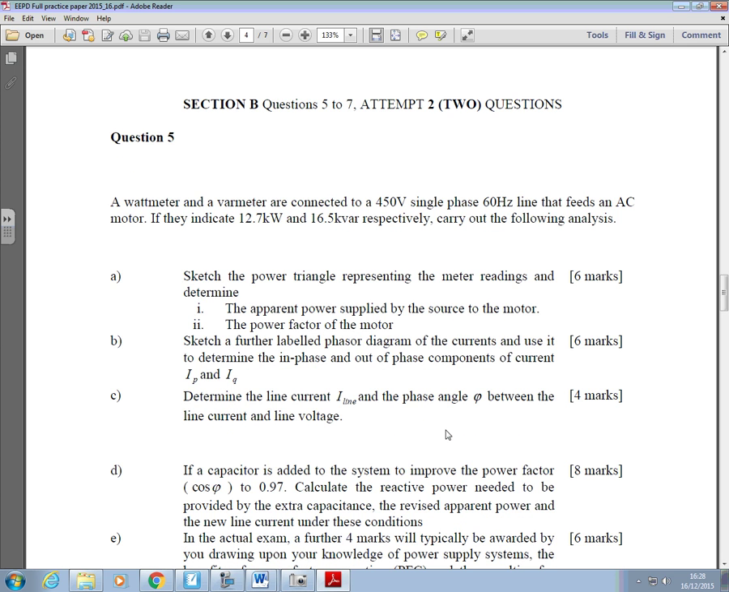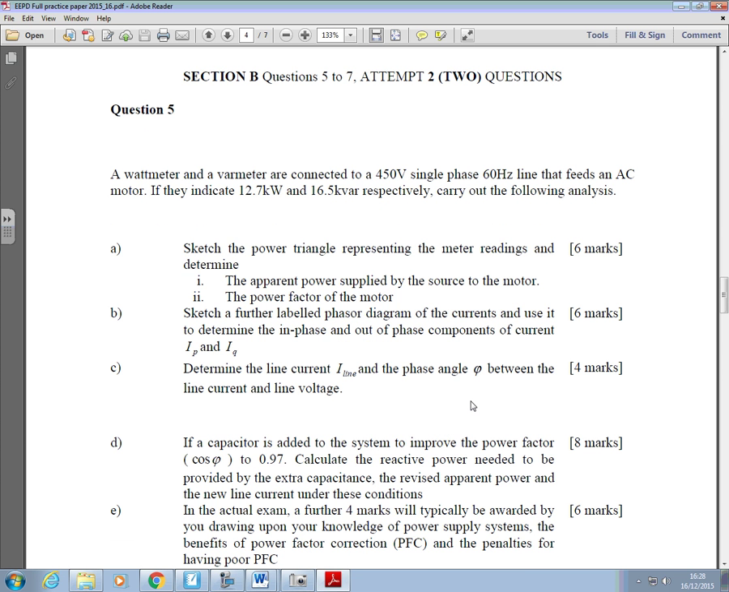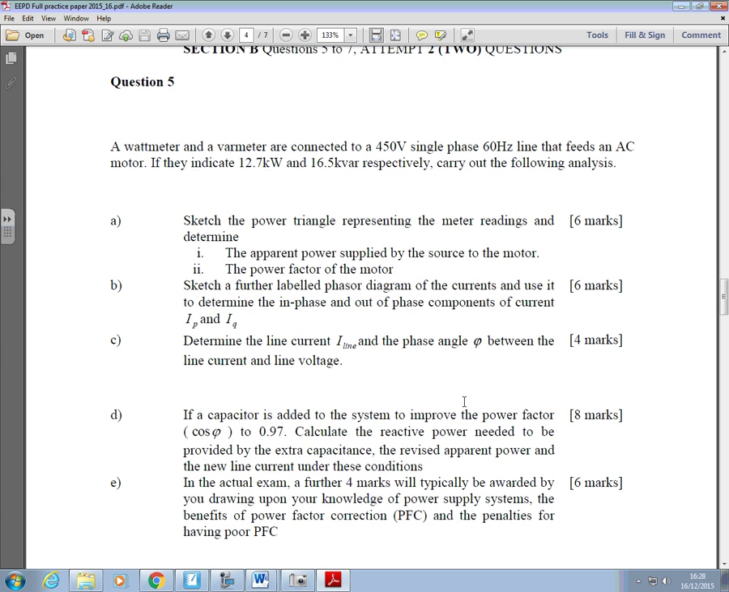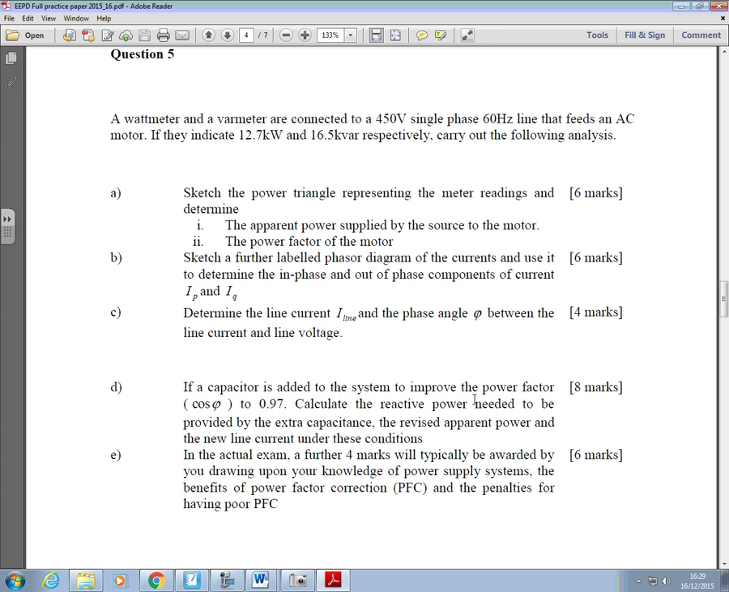In this particular paper, you've got a question around active, reactive and apparent power. There's a little bit at the end, part E. In the actual exam, a further 4 marks, which should read 6, are typically awarded for drawing upon your knowledge of power supply systems, the benefits of power factor correction and the penalties for having poor power factor. That's a knowledge part. If I give you a worked solution to it, all you've got to do is remember it and write it by rote in the exam. There's only so much of that available to me, so I'm not going to give that away in a practice paper, but you need to revise those types of topics.